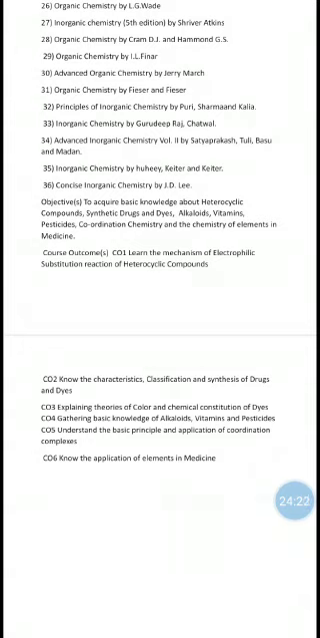After completion of this course, you will be able to have basic knowledge of heterocyclic compounds, synthetic drugs and dyes, alkaloids, vitamins, pesticides, coordination chemistry, and elements in medicine.